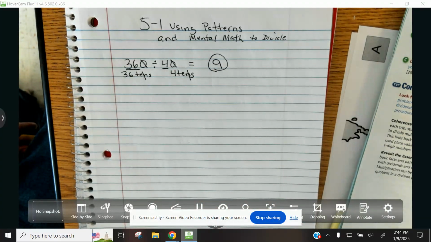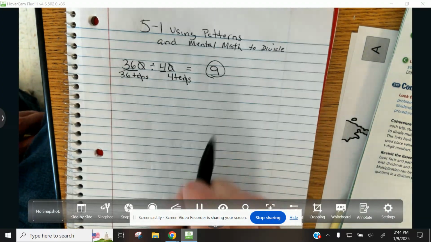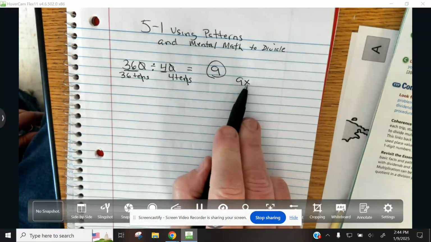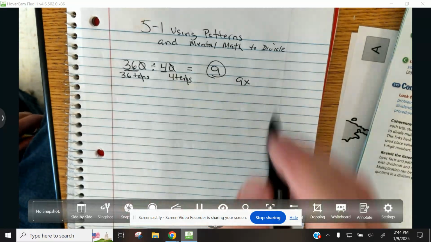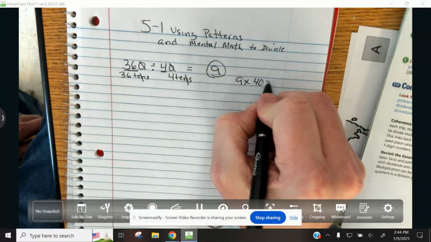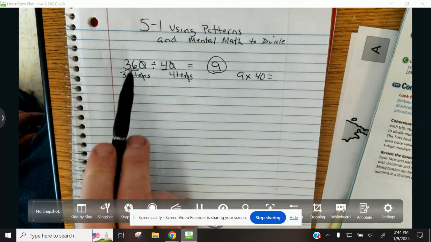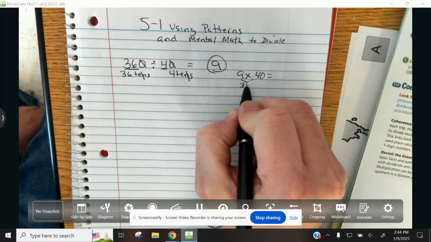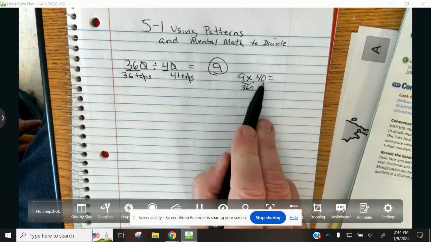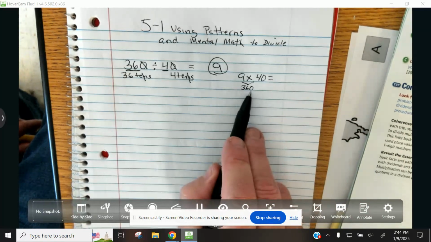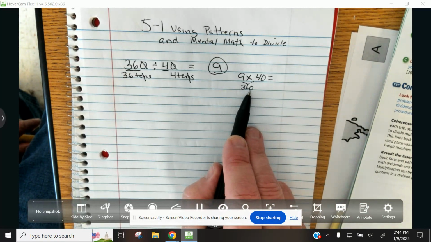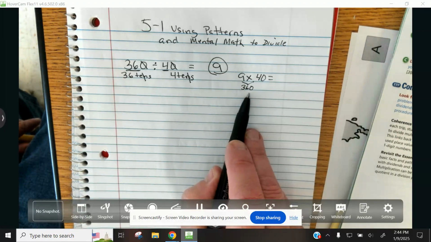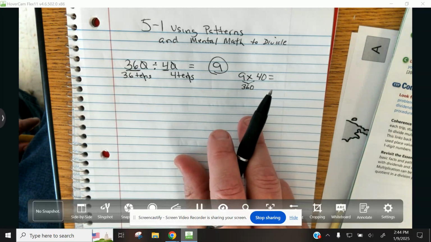Now, how can I know if I'm right? What could I do to figure out if I'm right? Well, I could take my answer, 9, and I could do the opposite, multiply by the number 40. And if I do that, because of fact families, I should get 360. So 9 times 4 is 36. With multiplication, if I have that 0, I know I add it on, so I have 360. Add the 1 0 for 360 to make it 10 times larger.